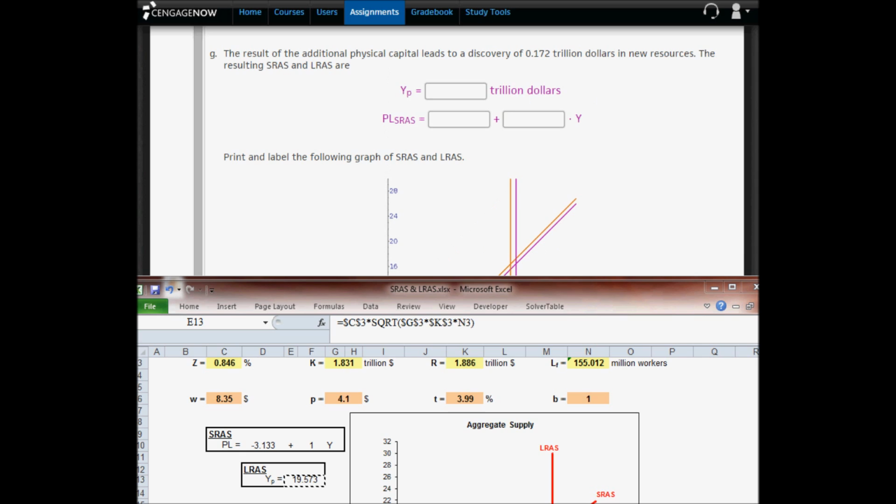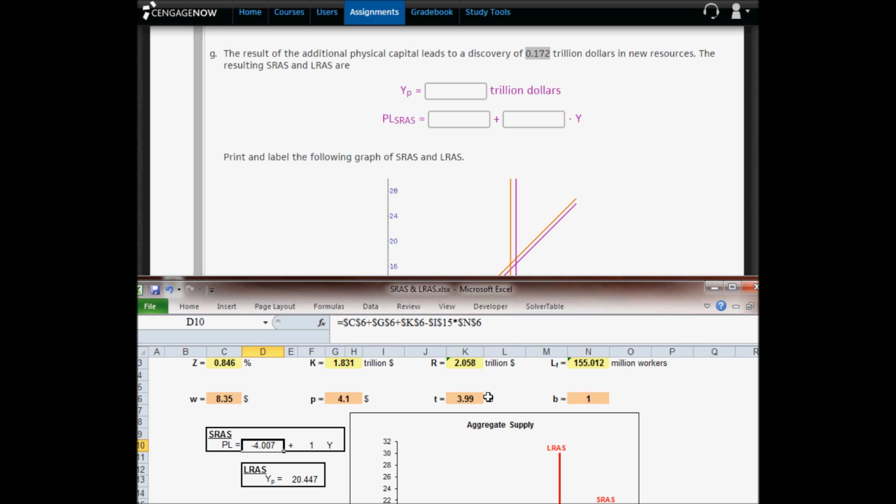The result of the additional physical capital leads to a discovery of $0.172 trillion in new resources. Because resources increase, potential output increases, and that increases long-run and short-run aggregate supply. To see that, we're going to copy this increase in resources into the Excel spreadsheet. Because it's an increase in resources, we're going to add it to the previous level of resources. To do that, we've got to put an equal sign in front of the previous level of resources, $1.886 trillion. With the increase of $0.172 trillion in resources, the new resource level for the economy is $2.058 trillion.